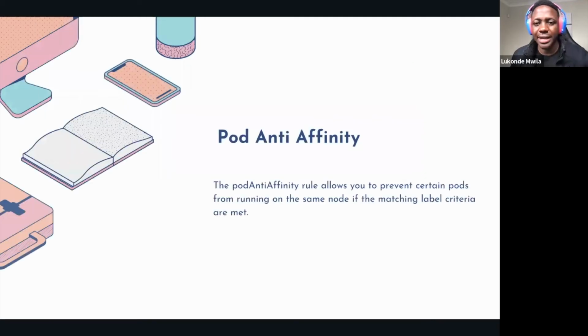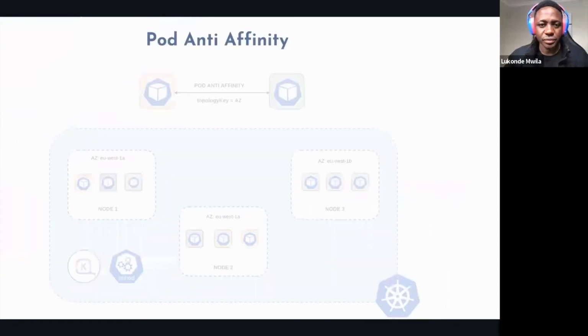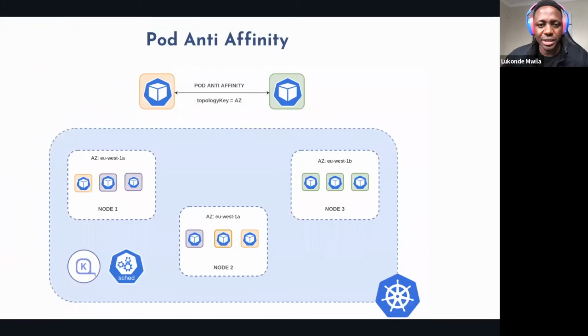All right, so pod anti-affinity is essentially the contrast of pod affinity. It's a rule that allows you to prevent certain pods from running on the same node if the matching label or criteria are met. I've got another diagram here to help depict that. Same concept, and in this case I am using the same topology key in terms of an availability zone. If you pay attention to the cluster block right at the bottom, you'll see that in this situation there are no green or orange pods that have been scheduled on the same node or in the same availability zone. You'll see that we've only got purple and orange together in EU West 1A because of that particular affinity rule.